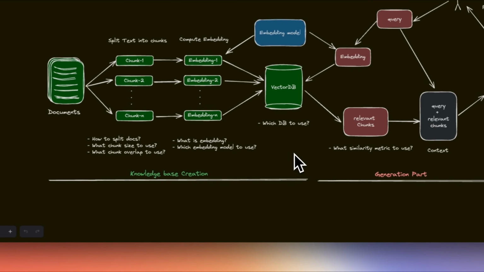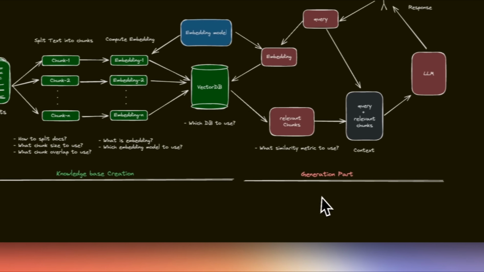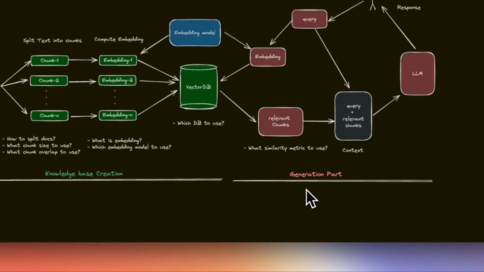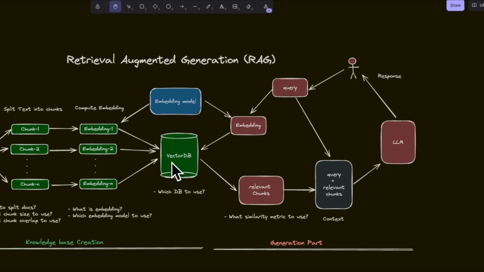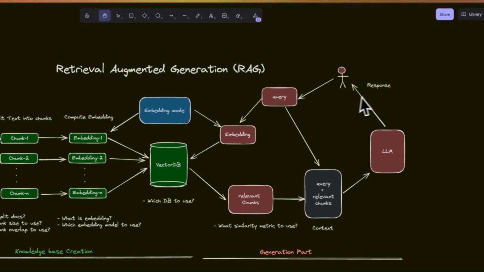Our RAG pipeline is going to have two different components. First is going to be the knowledge base creation step, and the second is going to be the generation step. During knowledge base creation, we'll take a bunch of PDF files, convert them into smaller chunks, then we'll use an embedding model to compute embeddings for those, and then we'll put those into a vector store.